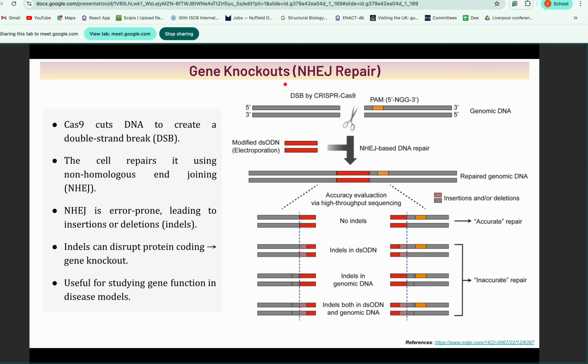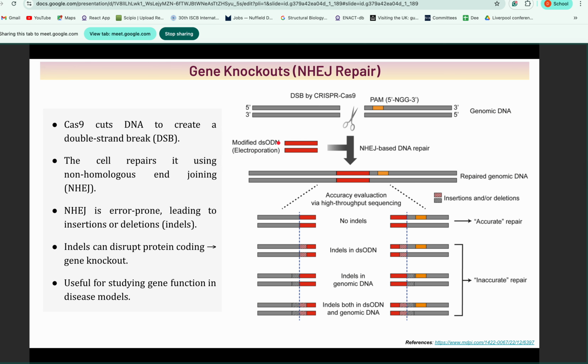Now we will talk about gene knockouts, that if we want to do the knockout using the CRISPR system, then what we can do. Cas9 will cut the DNA to create a double strand break. So this is how double strand break will take place and it will be close to the PAM site. The cells will repair it using non-homologous end joining. So this is how non-homologous end joining will take place. Non-homologous end joining is error-prone and it will lead to insertions or deletions.